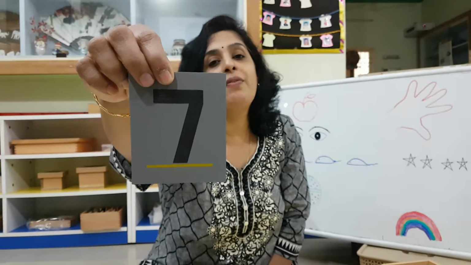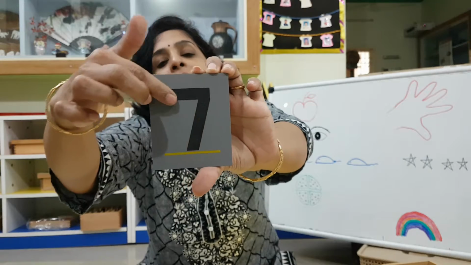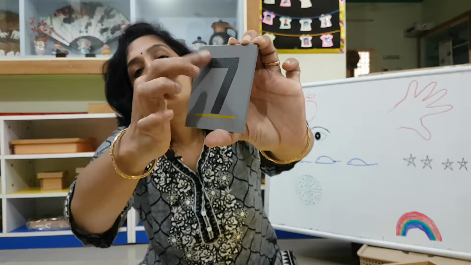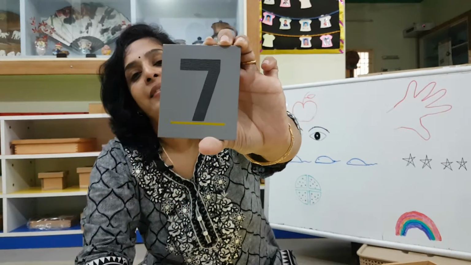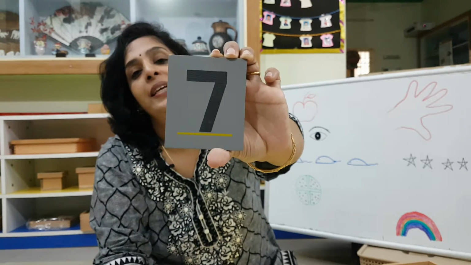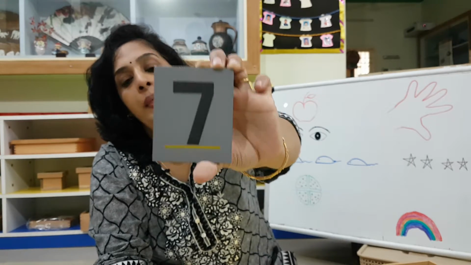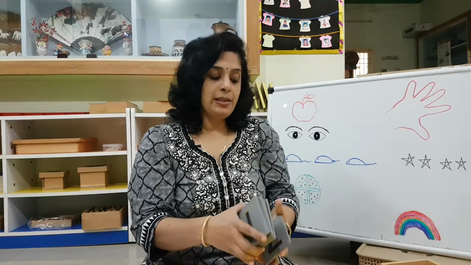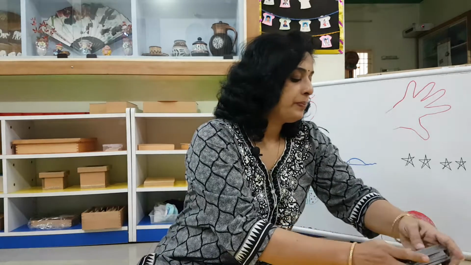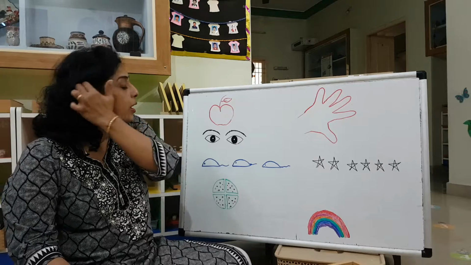This is how 7 will be. It's very easy. Sleeping line, slanting line. 7. Sleeping line, slanting line. 7. Okay? We'll write it on the board and see. Come. Now when you're writing on the board, you can help me to count also.